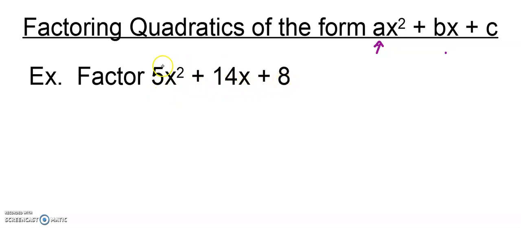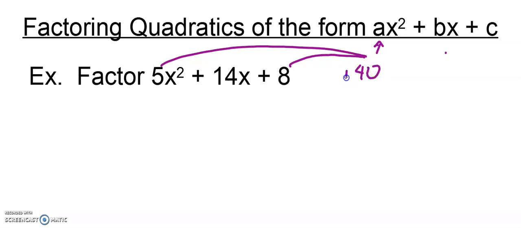The first thing I want to do to factor this is multiply the first number times my last number. Some people call that the AC. When we do, we get positive 40. Because this product is positive, the two numbers I'm looking for both have to be positive or both negative. I'll list out all the factors of 40: 1 times 40, 2 times 20, 4 times 10, 5 times 8. I think those are all the factors of 40.